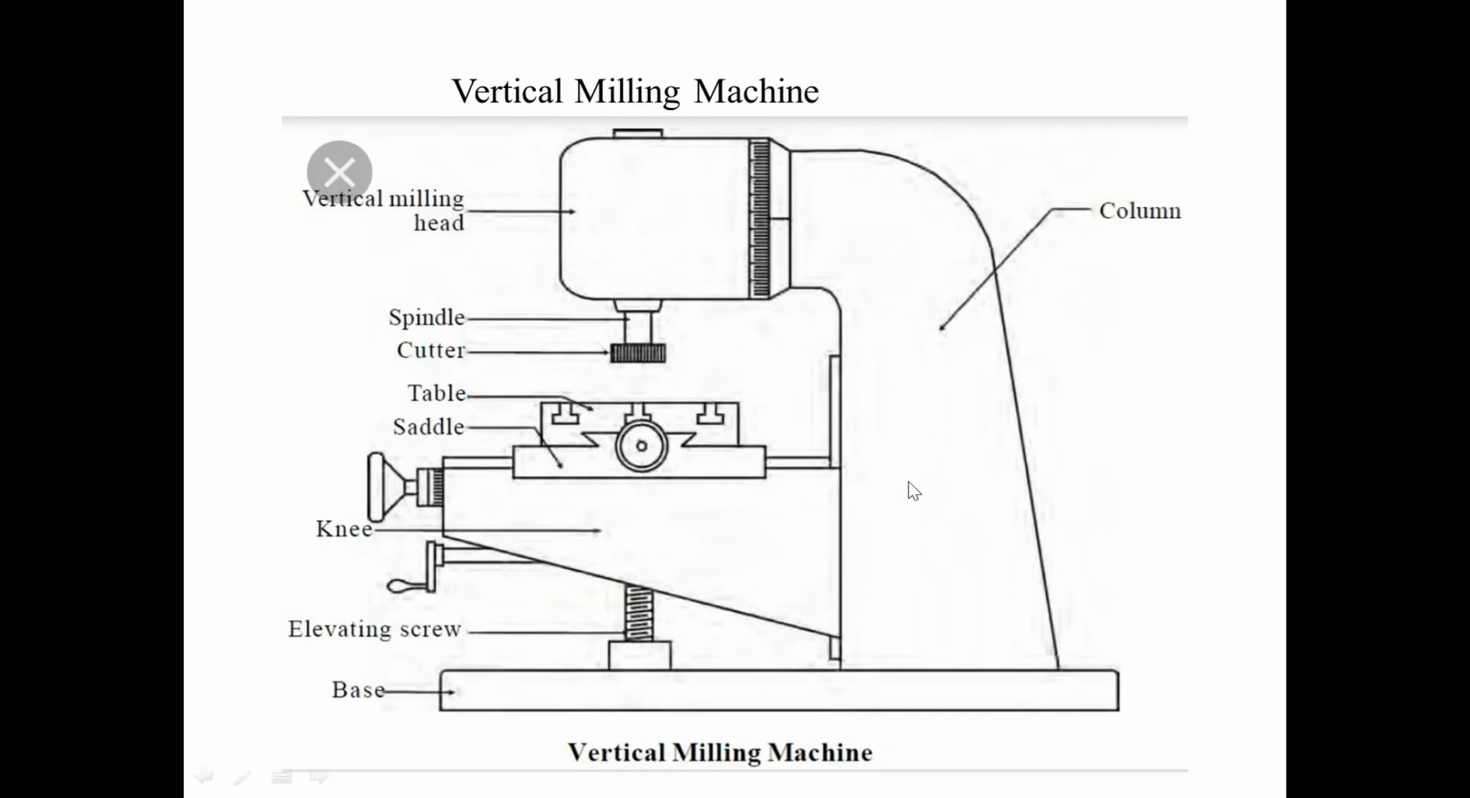Next one is the vertical milling machine. This is a 2D figure of a vertical milling machine. This is a front view, we can say. Here also it has different elements. So this is a column, and this is a vertical milling head, and this is a spindle, this is a cutter, and this one we are going to call the work table, and this is the saddle, this is the knee, and this is the knee elevating screw, or we can simply call it the elevating screw, and this is the base.